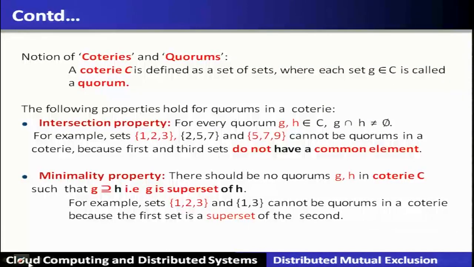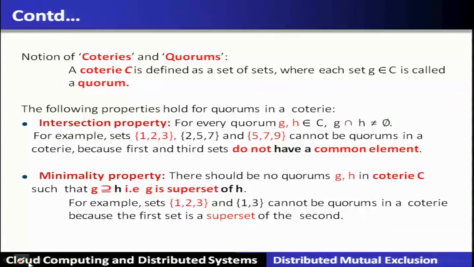For example, the sets {1, 2, 3}, {2, 5, 7} and {5, 7, 9}, three different sets shown here in this example, cannot be the quorums of a coterie. Why? Because if you take the intersection of the first set, that is {1, 2, 3}, and the third one, that is {5, 7, 9}, it is null, which means it does not have a common member. Hence the intersection property is not satisfied. Therefore, these three sets shown in the example are not a coterie, or they are not quorums.